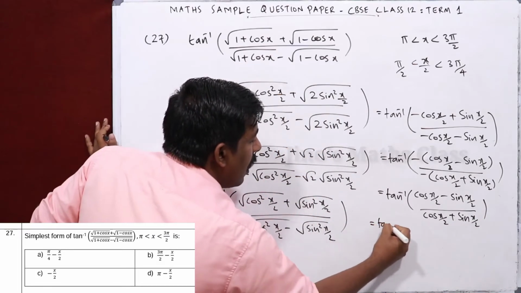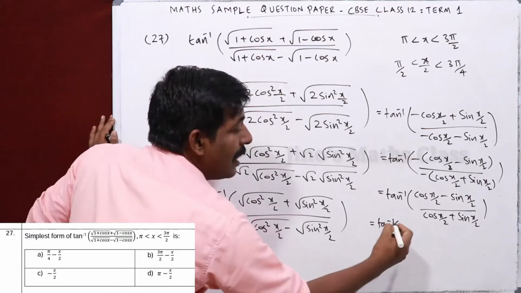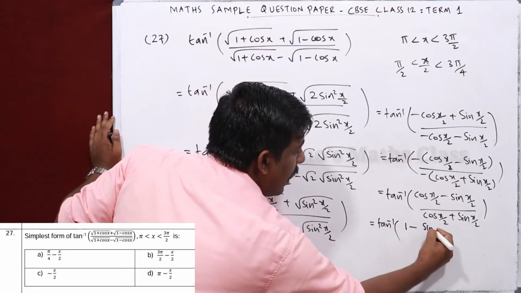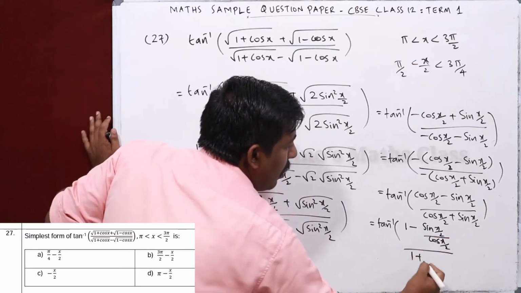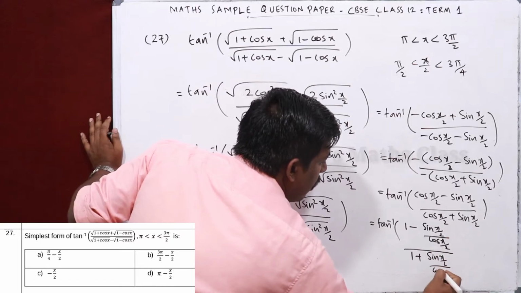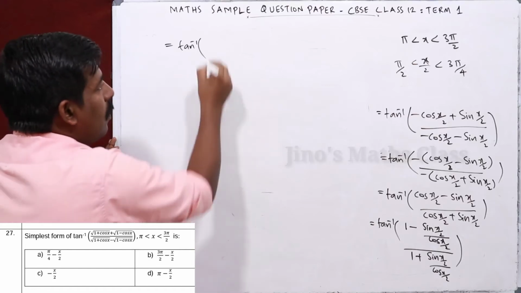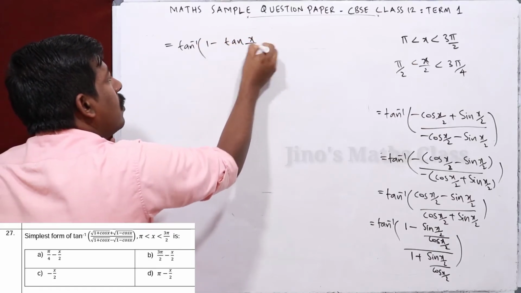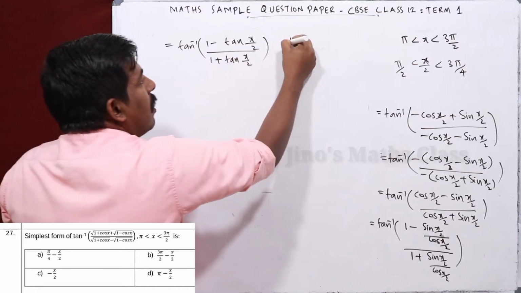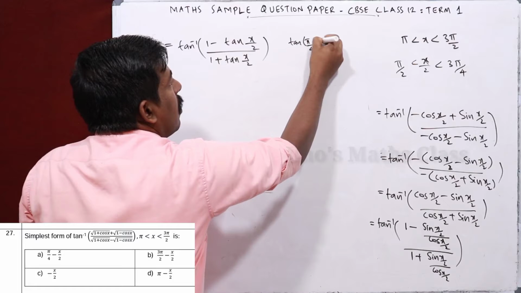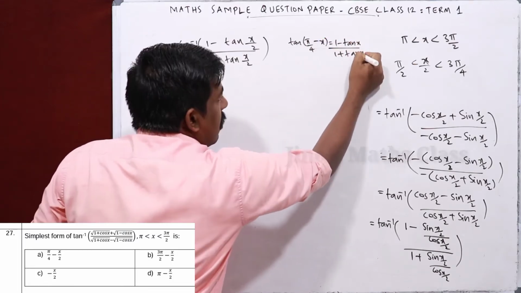So that is equal to tan inverse of, now divide numerator and denominator by cos x by 2. At that time here we will get 1 minus sin x by 2 by cos x by 2 on numerator. Denominator it is 1 plus sin x by 2 divided by cos x by 2. That is equal to tan inverse of 1 minus tan x by 2 divided by 1 plus tan x by 2 is coming, and we know tan of pi by 4 minus x is equal to 1 minus tan x divided by 1 plus tan x.